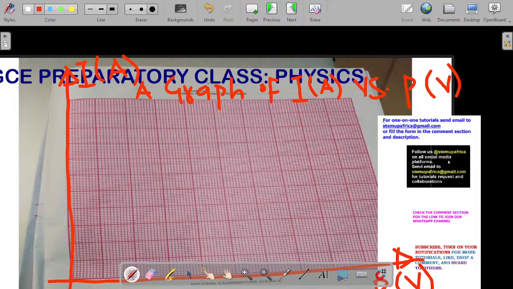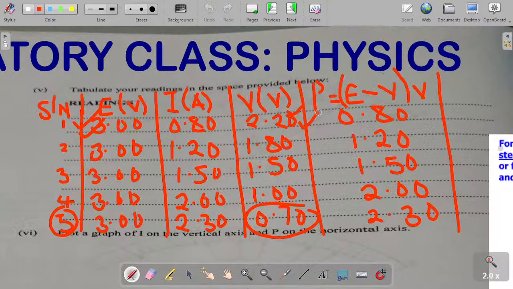Before you start calibrating your graph, you have to take the scale of the graph, right? You have to go back now to the I. Consider the highest value and the lowest value. The lowest value is 0.8. The highest value is what? 2.3. Right? So based on this, what scale can you take on the vertical axis, which is the I, based on the values that we are having?